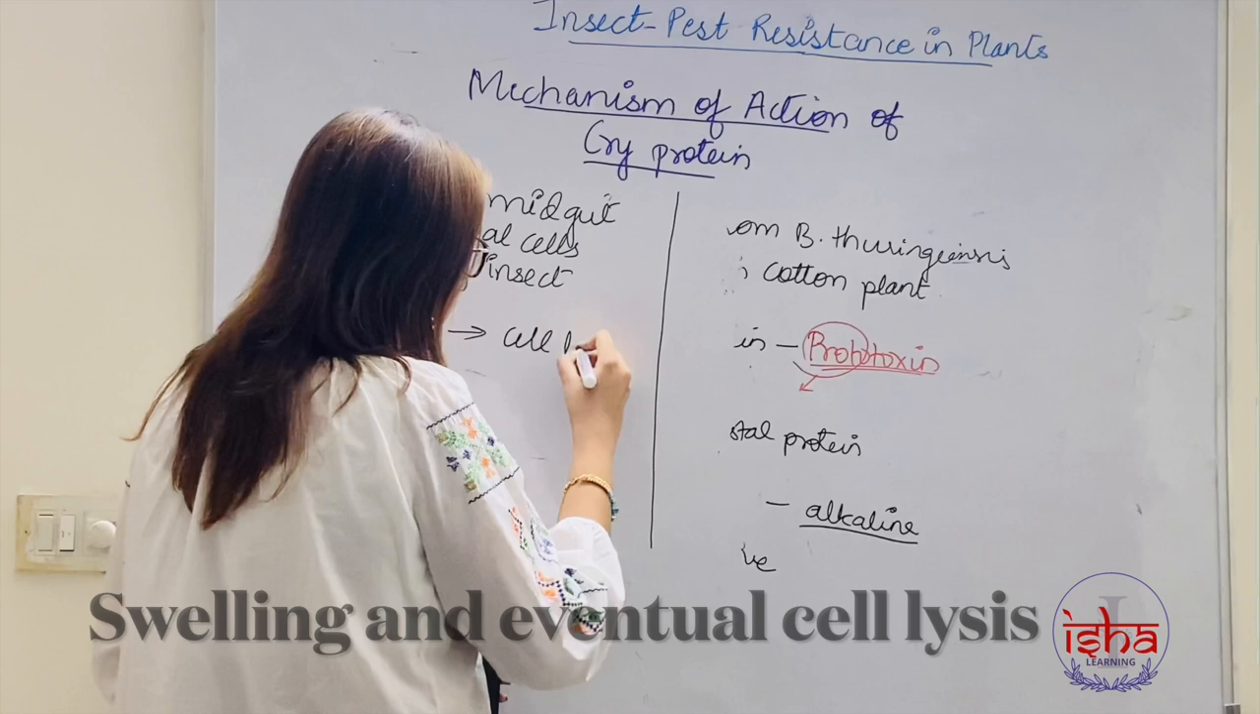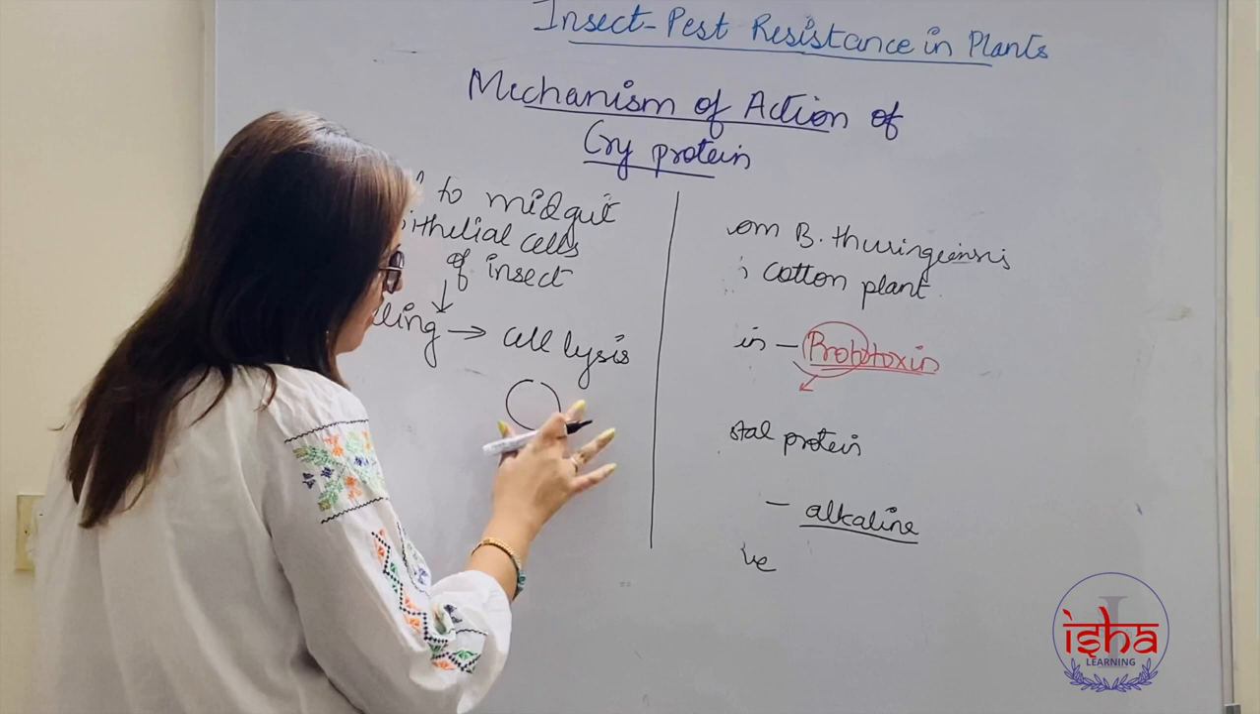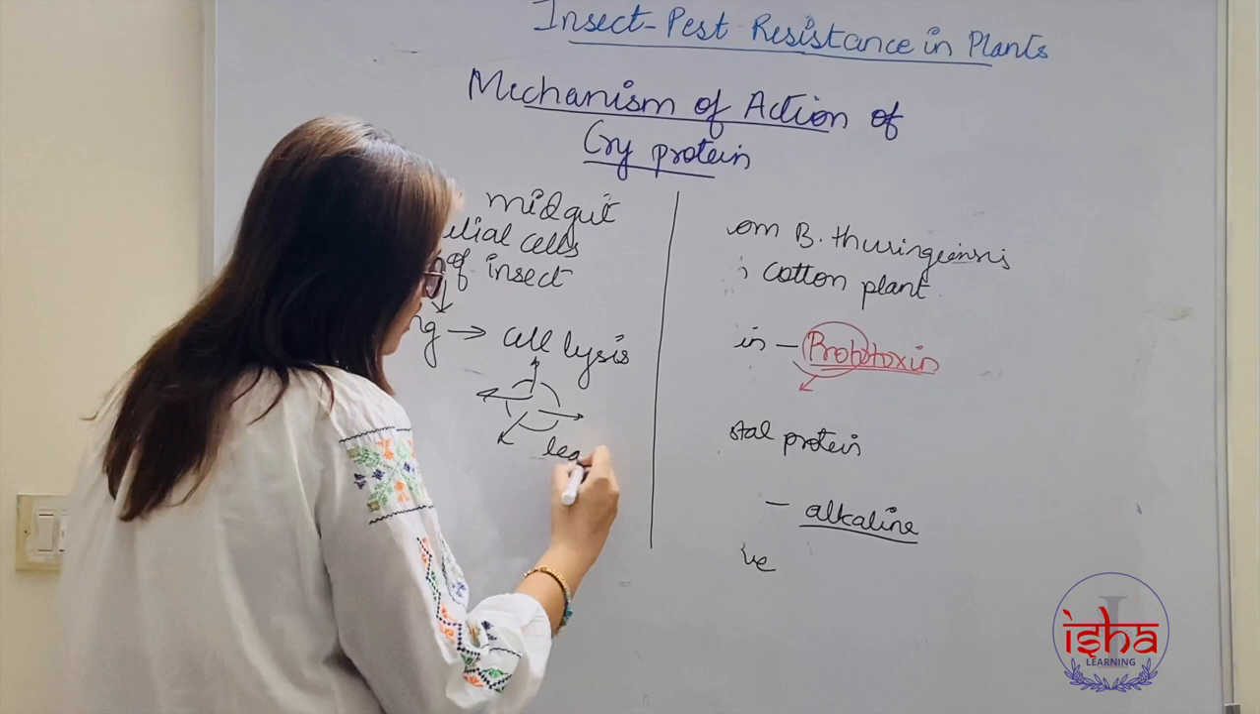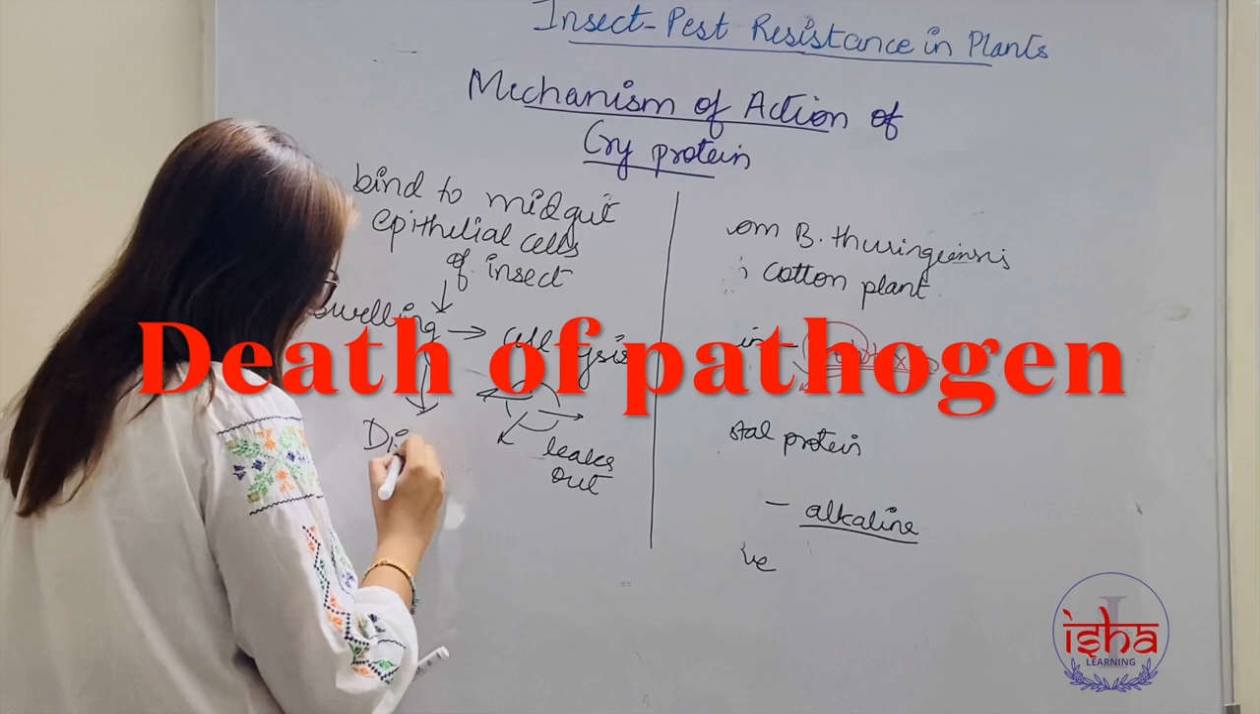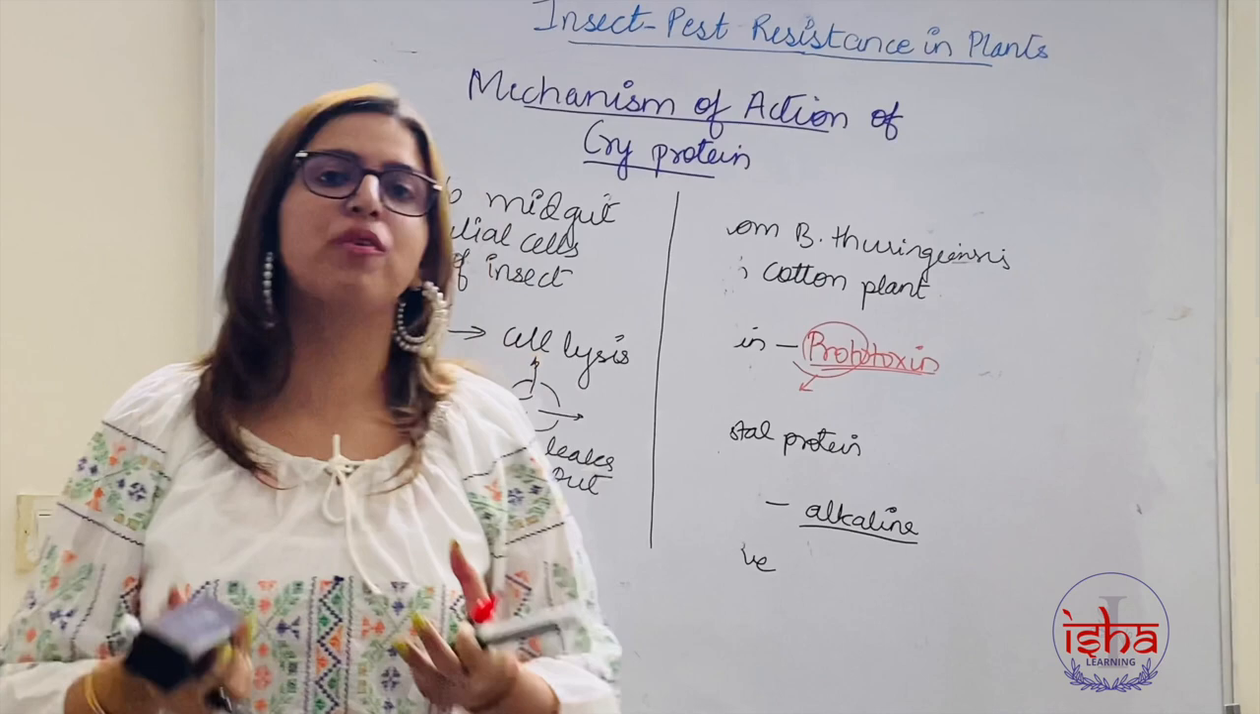The contents of the cell were previously inside. The cell lyses, the cell bursts open, everything comes out. Everything leaks out, so my pest dies. This pest will die. So this is the mechanism in which we're providing resistance in the BT cotton plant.